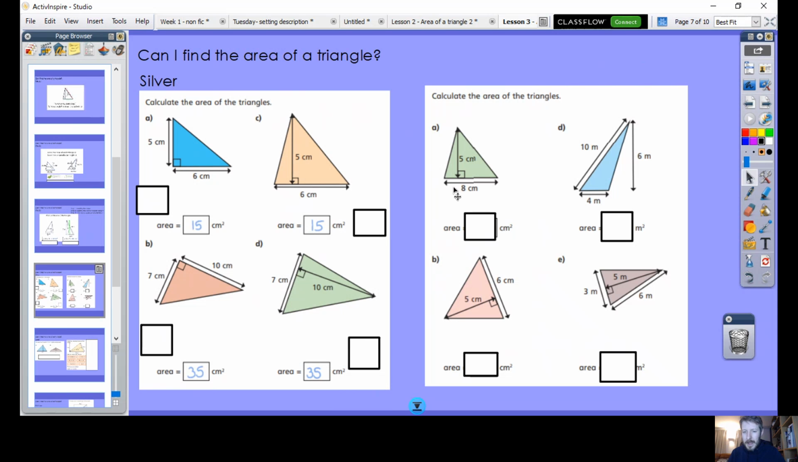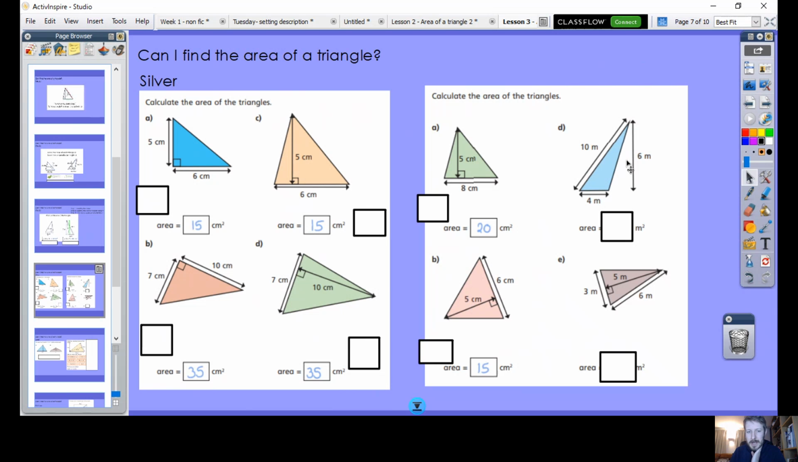And with these ones over here, again, we've got the base and then the perpendicular height. Half the base will be 4 multiplied by 5 is 20. Let's do this one first down here. So here's the base, so half that would be 6 multiplied by 5 will be 15. So 3 times 5 would be 15.